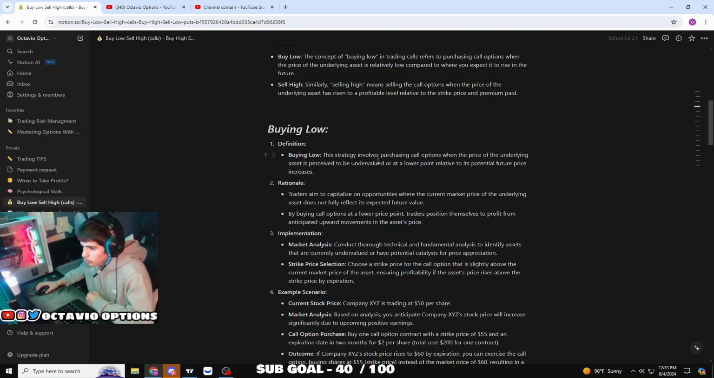Buy low. This strategy involves purchasing call options when the price of the underlying asset is perceived to be undervalued or at a lower point relative to its potential future price increase. Right? Rationale. Traders aim to capitalize on opportunities where the current market price of the underlying asset does not fully reflect its expected future value. By buying call options at a lower price point, traders position themselves to profit from anticipated upward movement in the asset's price. That's you buying low and anticipating an upward move for whatever stock you're buying, for it to go up to your strike price, right?